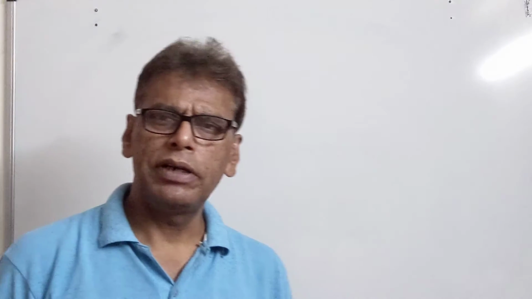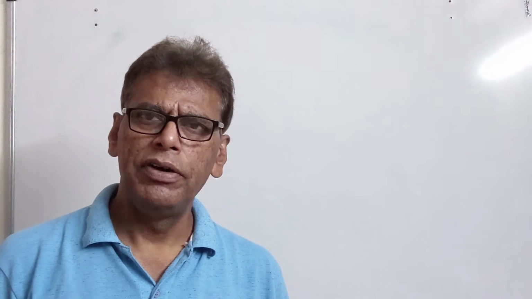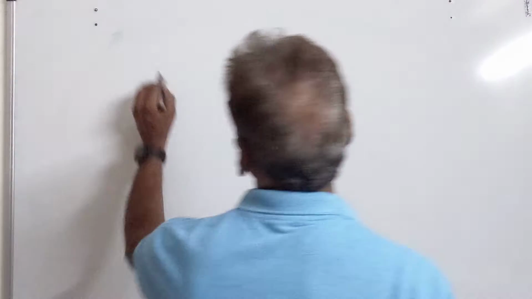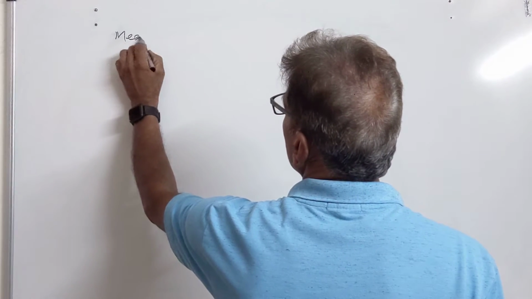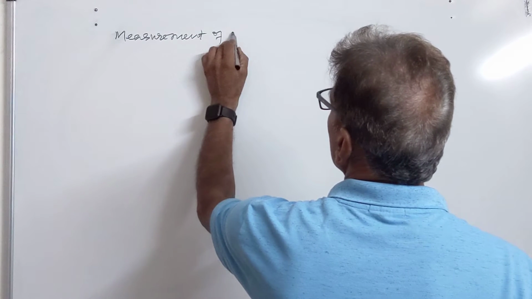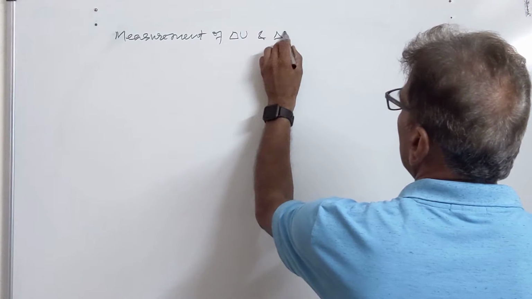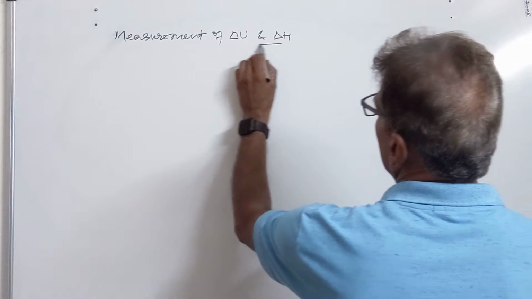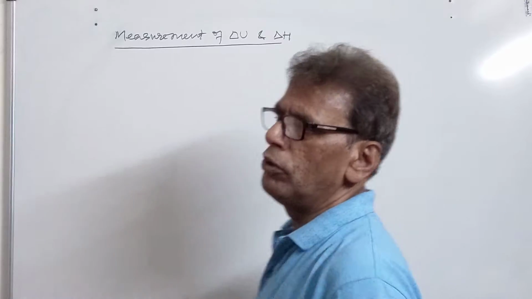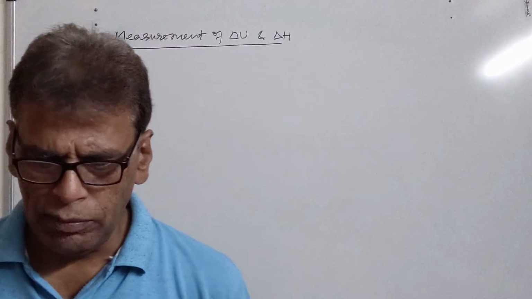So continuing with chemical thermodynamics, let us now discuss the measurement of internal energy change and enthalpy change with the help of a calorimeter. Delta U and delta H. So delta U is called internal energy change and delta H is called enthalpy change.